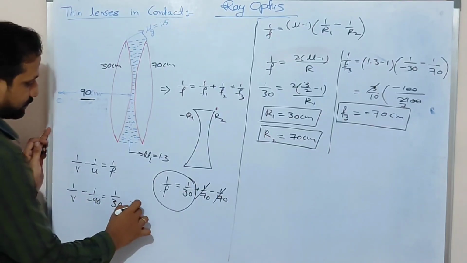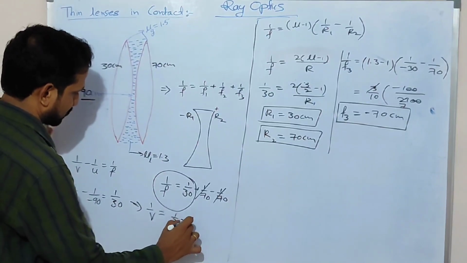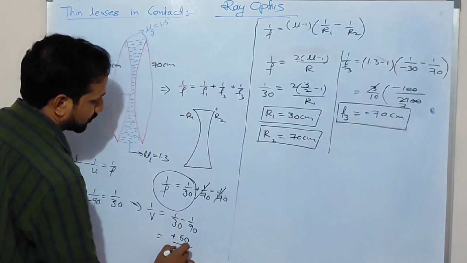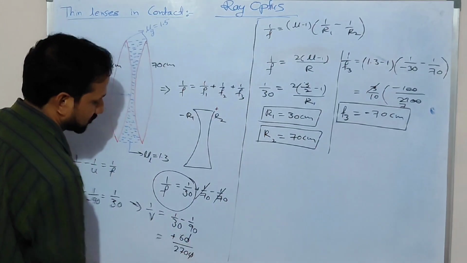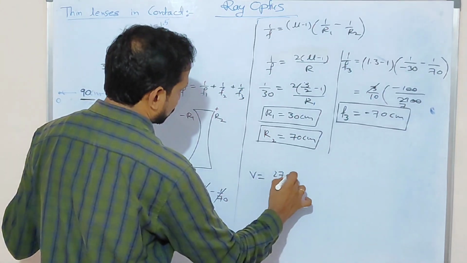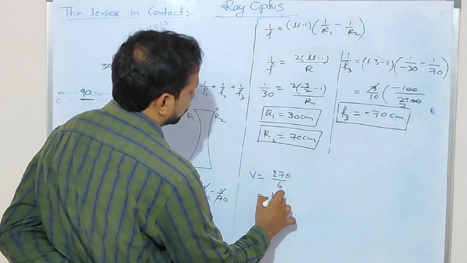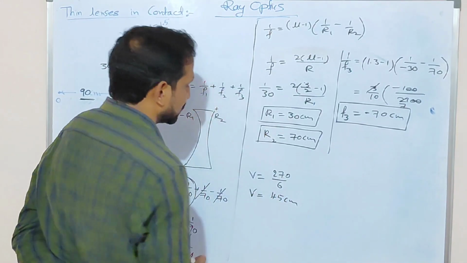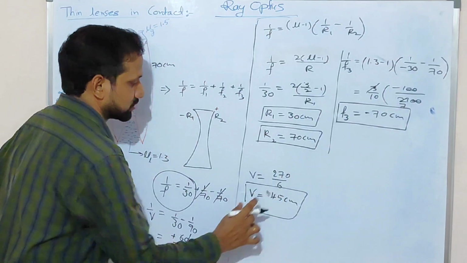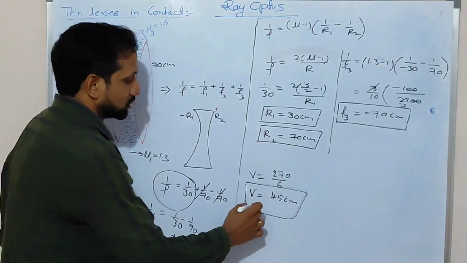So 1/v equals 1/30 minus 1/90, which is 60 divided by 2700. So 270 by 6 will be the image distance, which is 45 centimeters. You got a positive distance. Positive distance means what kind of image it is going to be? Positive distance means it is going to be a real image.